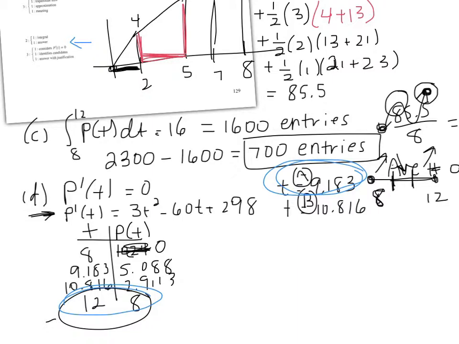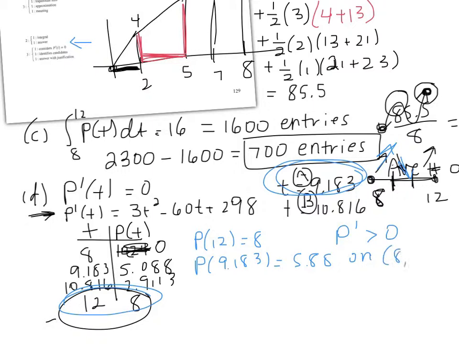So you would need to say something like, P of 12 is equal to 8, and P of 9.183 is equal to 5.88. Therefore, you'd also probably need to talk about how it goes up, down, up as well. How you have P prime. So P prime is greater than 0 on 8 to 9.183. And P prime is less than 0 on, and you'd have to write out what we had in the chart, you know, because you could never just use the chart, you always have to write it out.